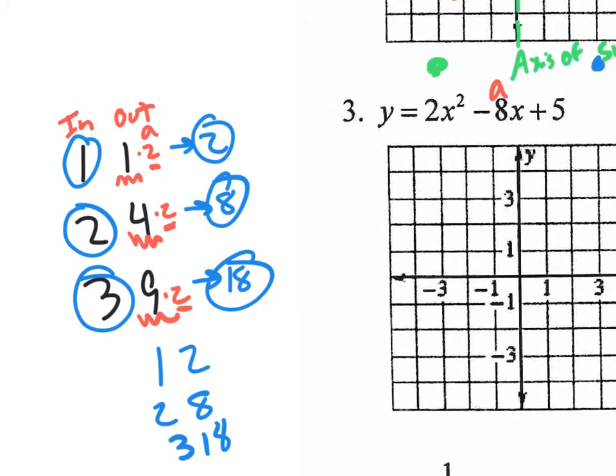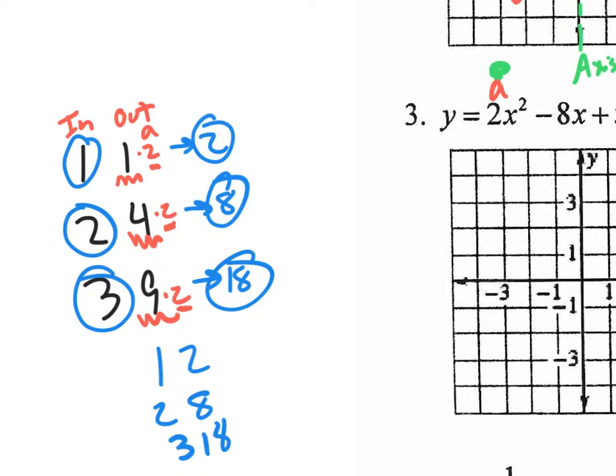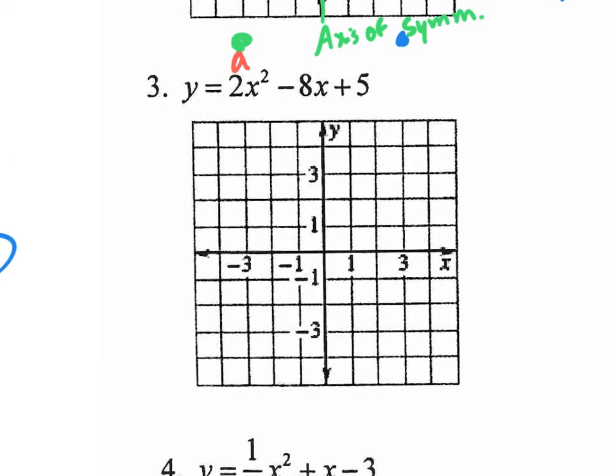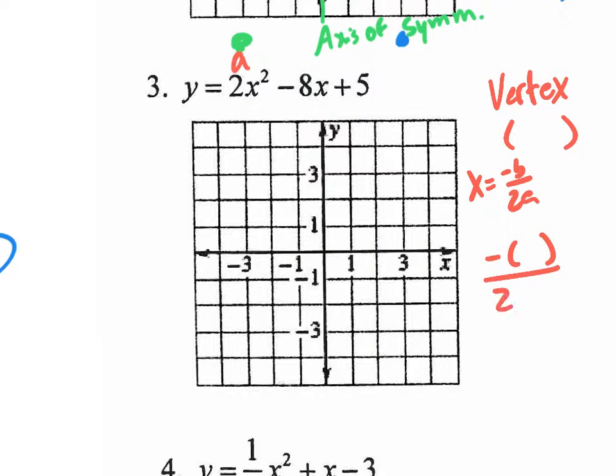So on number 3, let's find the vertex. Everybody write down vertex. Let's write down how to find that vertex. X equals negative b over 2 times a. And let's plug it in. Negative parenthesis over 2 times parenthesis. The b value is negative 8. The a value is 2. So we're going to have a positive 8 divided by 4, which means that the vertex x value is 2. 8 divided by 4 is 2.